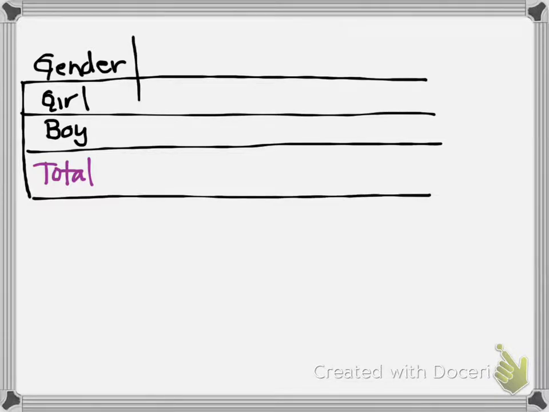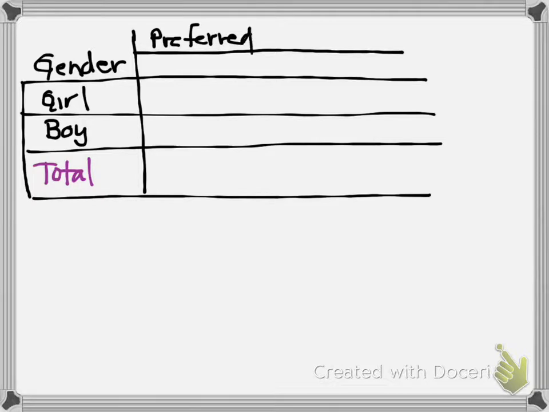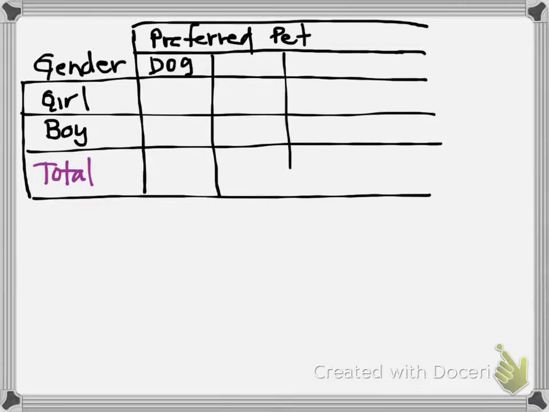Next, we're going to put our other title up here, and this would be preferred pet. And our three groups were dog, cat, other, and then we're also going to have a total on this one.